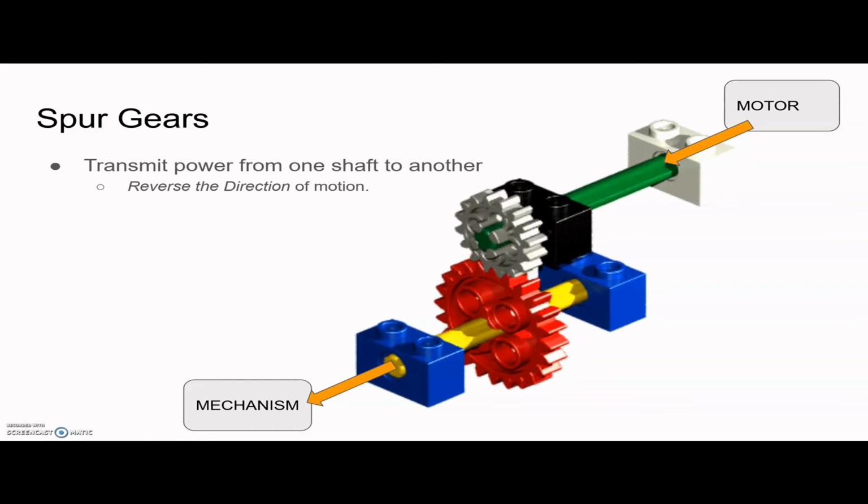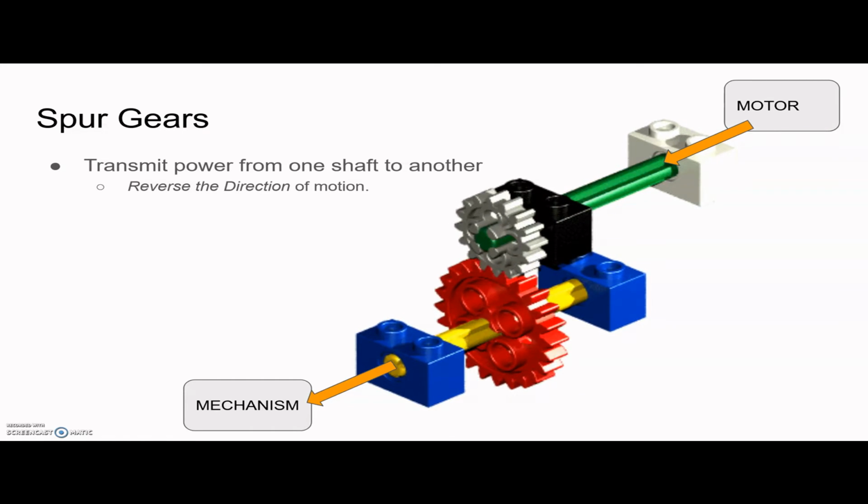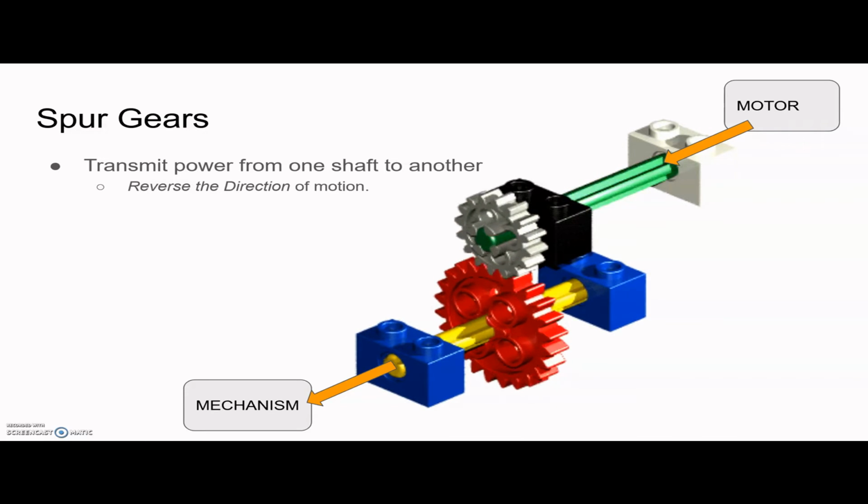Spur gears are the most common type and what most people think of as gears. Spur gears change the direction of motion. They also can change speeds and move where the motion is at.